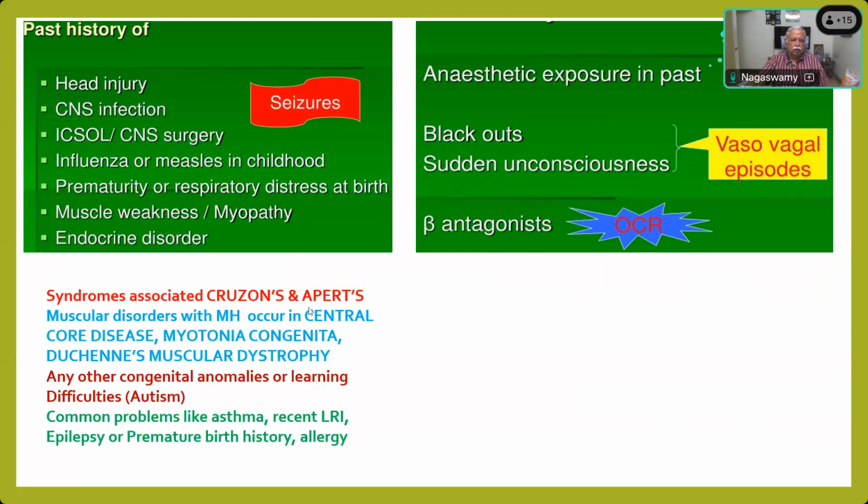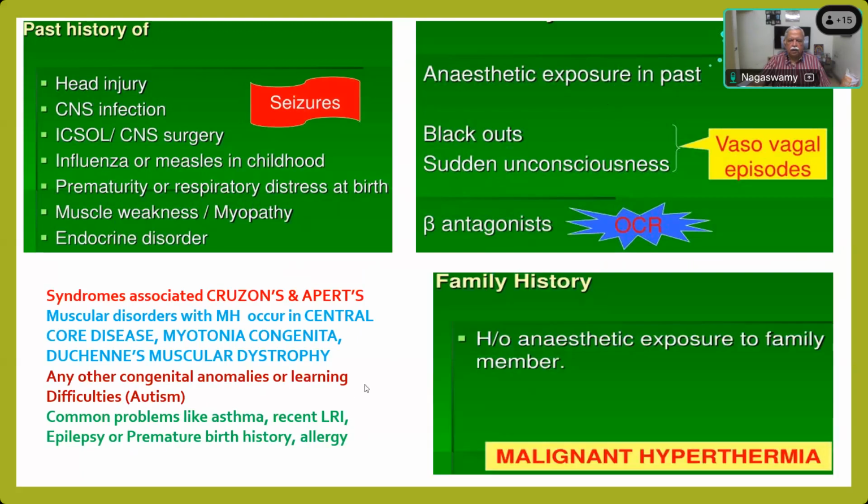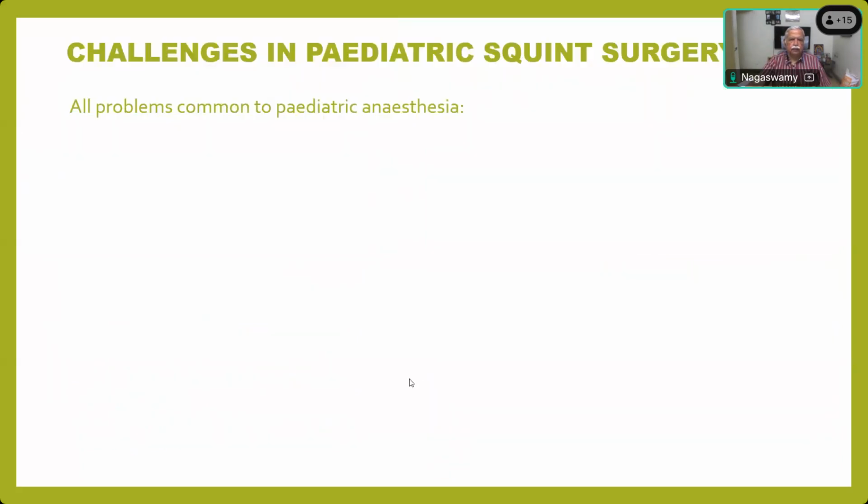be associated, like Crouzon's or Apert's, muscular disorders with potential malignant hyperthermia that occur in central core disease, myotonia congenita, Duchenne's muscular dystrophy, and other congenital anomalies like autism, common problems like asthma, recent LRTI, epilepsy. All these questions you could have. And family history of any exposure to anesthesia and history suggestive of malignant hyperthermia is very important.